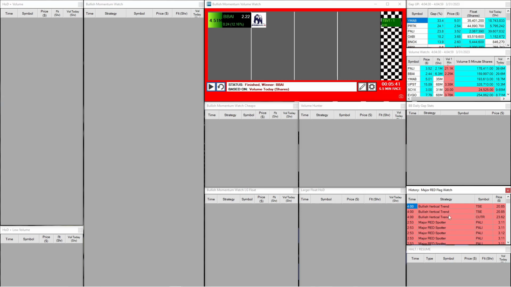So the major red flag watch, a lot of traders will assume that it's just for these major red candles that have been spotted, but it's not just for the major red candles that are spotted. It's also for a bullish vertical trend. And sometimes this scanner will give us an alert before it actually gives us a full red candle or before it's a bullish vertical trend. But it's okay because, again, it's just giving us a heads up. So I don't trade off of the scanner, but I do use it to possibly look for those conditions before I get into the trade.